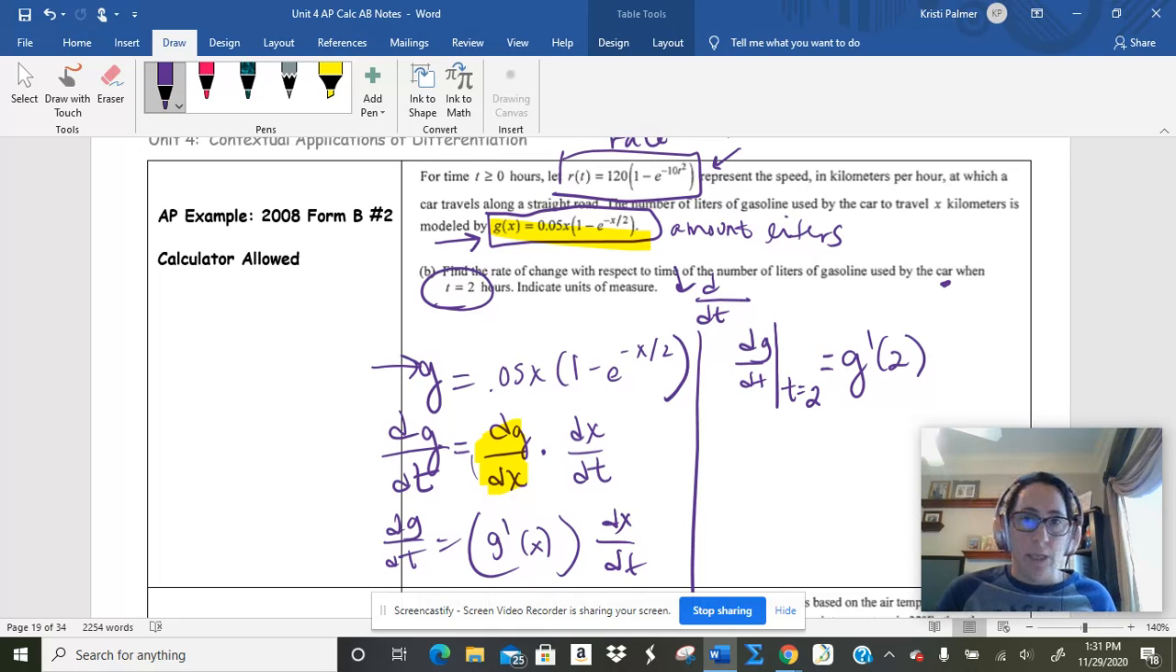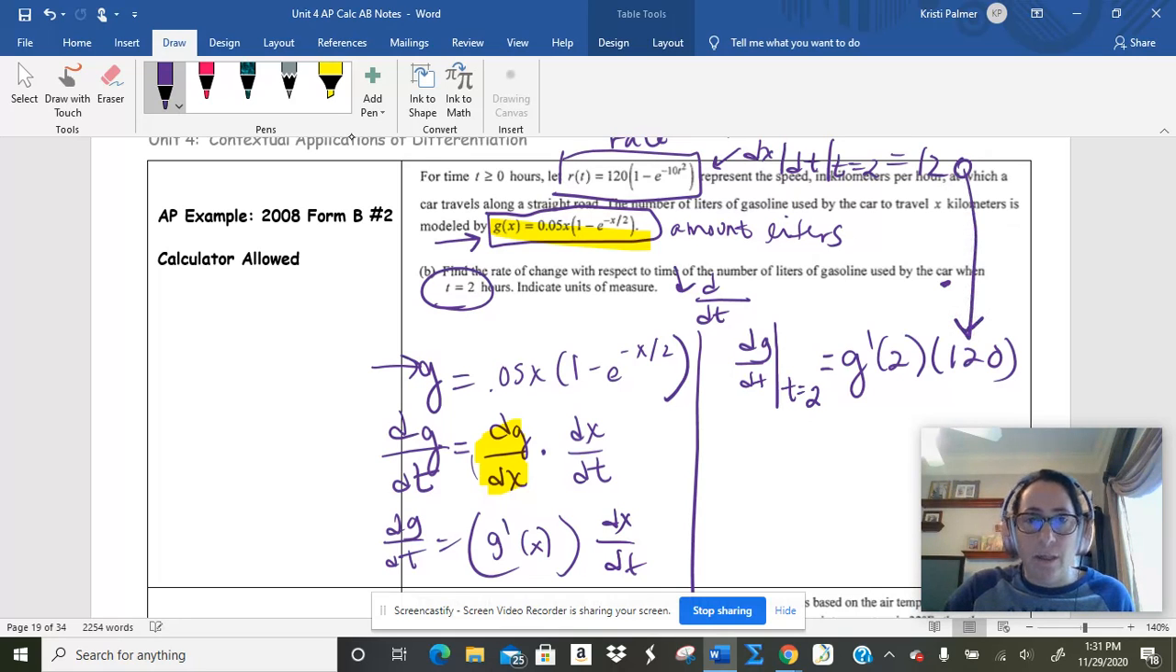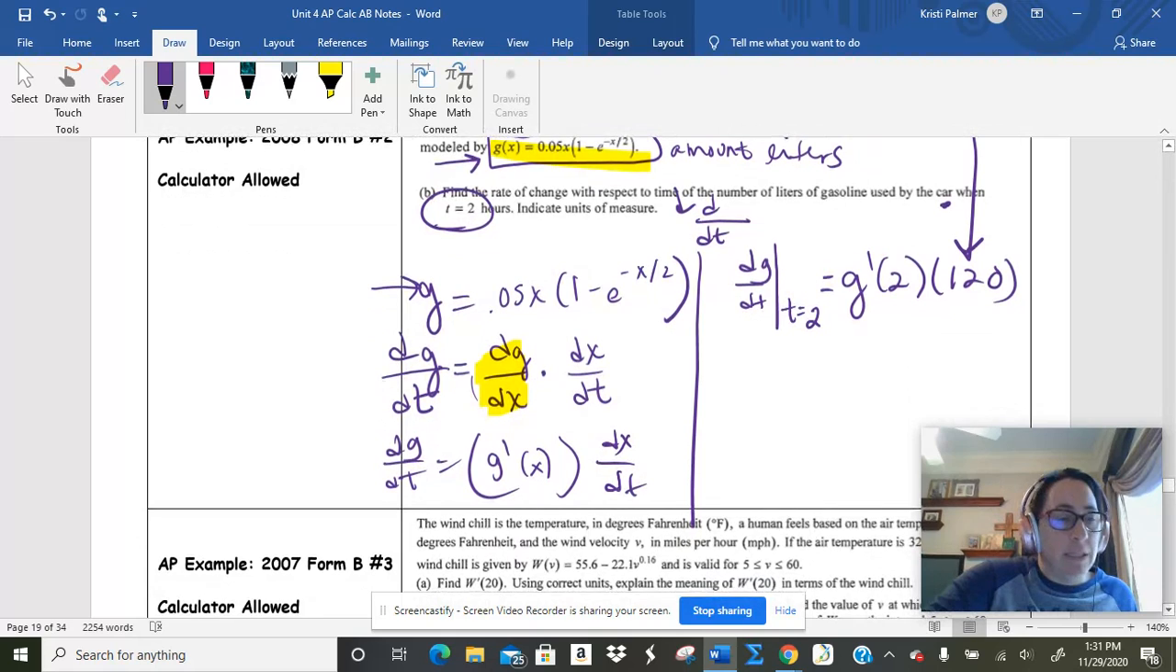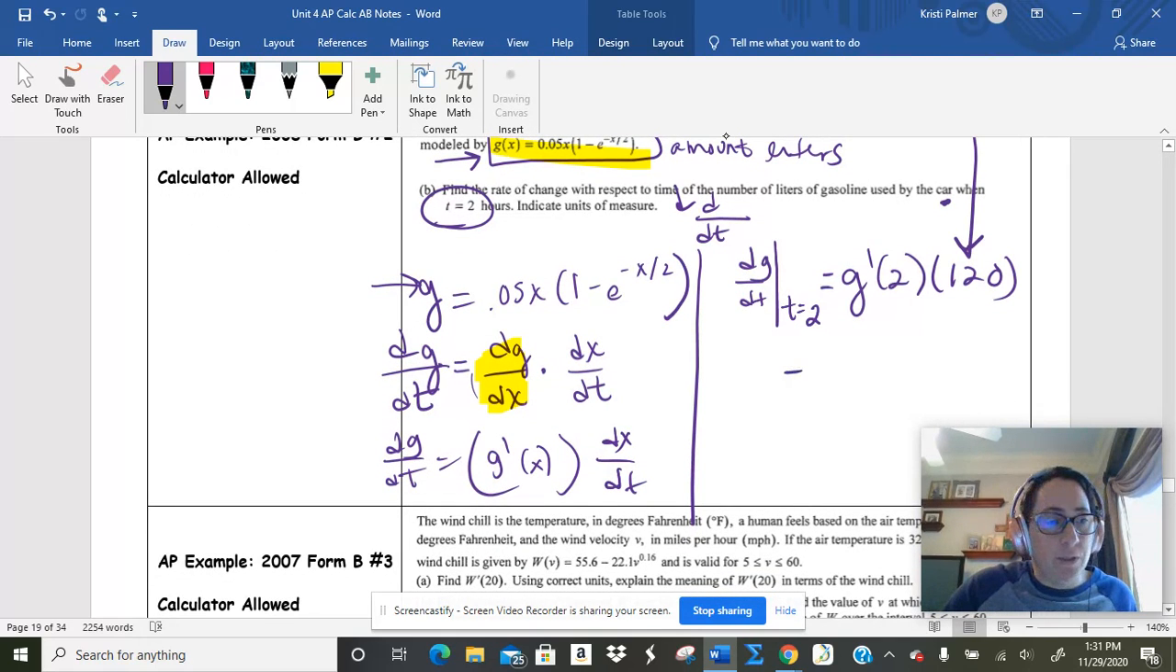120 times 1 minus e to the 4. So that gives me 120. So I know that this dx dt, when t equals 2, was 120. Okay, so I can plug that in right there for my dx dt.